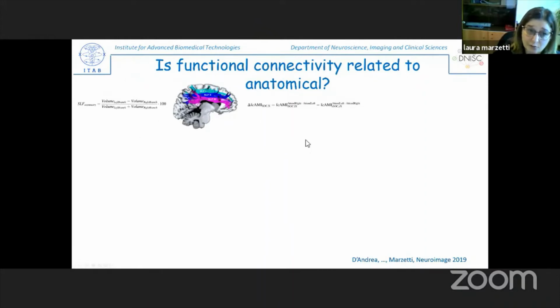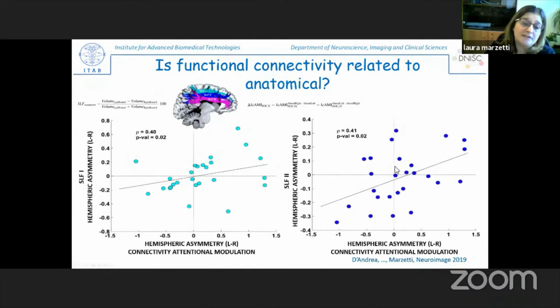And we tried to assess whether there was a relationship between the functional connectivity and the anatomical connectivity. And what we observed is that, okay, it's not the connectivity itself which is related, rather it's hemispheric asymmetry. So basically, if you take one of these scatter plots and you look at the rightmost point, that means that when asymmetry left minus right is positive, so when one subject has more modulation of connectivity with attention in the left hemisphere than in the right, then for that subject also this fasciculus is larger in the left hemisphere than for the right.